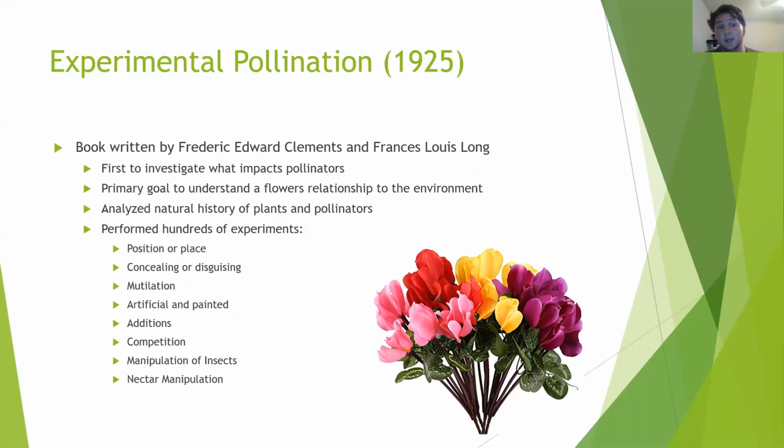And so what they did was they took flowers and changed the position and saw if that impacted pollinator visitation. They concealed and disguised flowers. They painted them. They had artificial flowers. They mutilated them, removing petals or even adding petals. They had different flowers next to each other to understand competition between pollinators. And they manipulated the nectar of them as well by adding things like honey or vinegar to the nectar to see if that maybe enticed the pollinators to visit more or less.